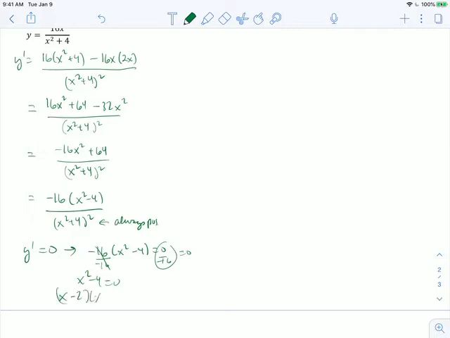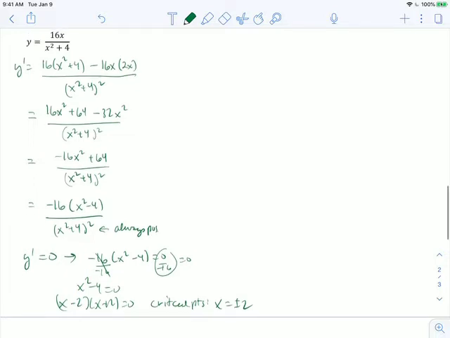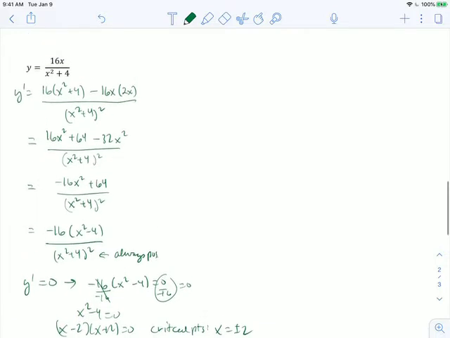X minus 2 times x plus 2 equals 0. My critical points are x equals plus and minus 2. It's a little bit easy to miss that negative 2 if you just try to take the square root of both sides of x squared equals 4. So make sure you get that negative square root here.